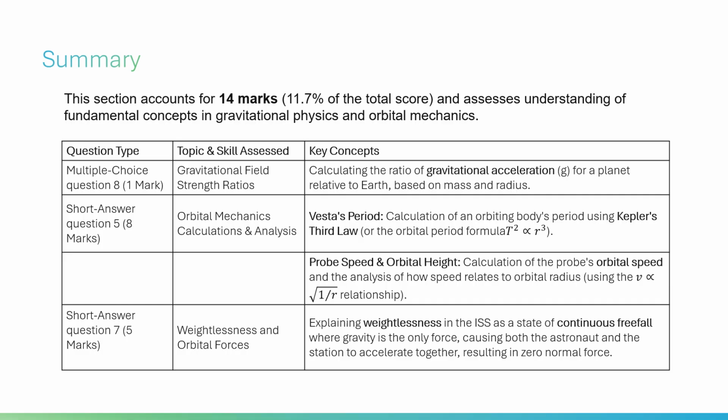Short answer question 5, 8 marks: orbital mechanics calculations and analysis. Vesta's period: calculation of an orbiting body's period using Kepler's third law. Probe speed and orbital height: calculation of the probe's orbital speed and the analysis of how speed relates to orbital radius. Short answer question 7, 5 marks: weightlessness and orbital forces, explaining weightlessness in the ISS as a state of continuous freefall where gravity is the only force, causing both the astronaut and the station to accelerate together, resulting in zero normal force.